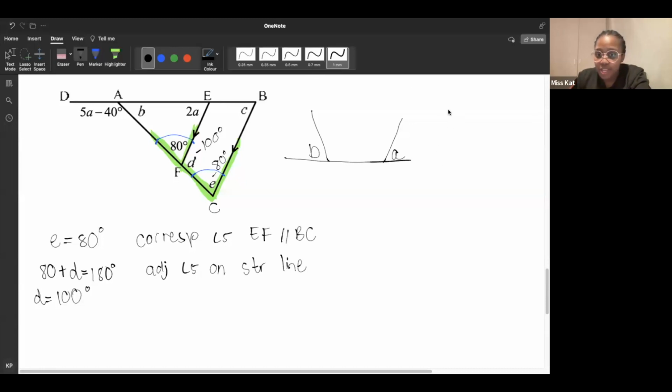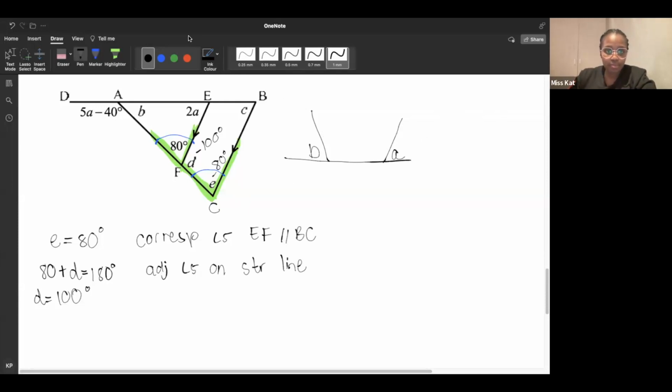Okay, let's see. How is the adjacent when it is co-interior? It could be one or the other, but we didn't do co-interior angles yet. And if you use co-interior, it will give you the same answer. Okay, let me move on.